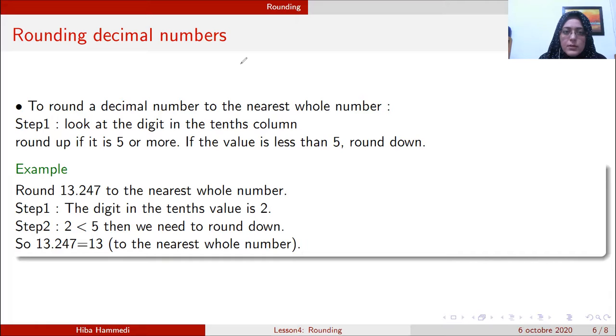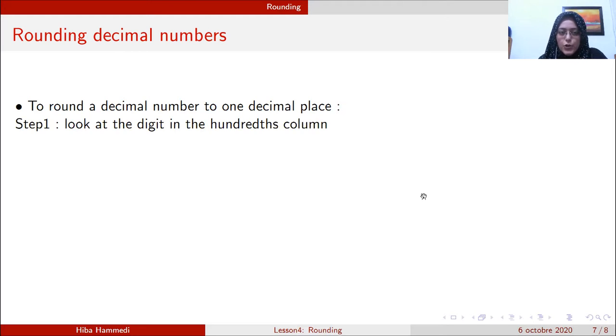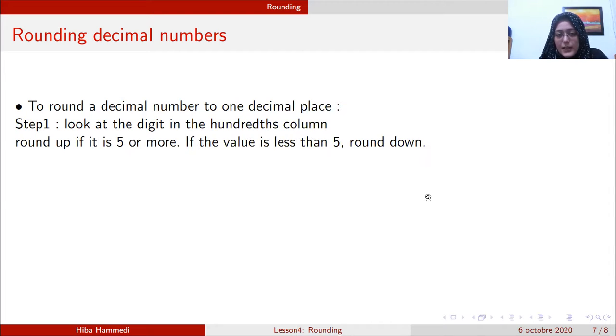Another way to round decimal numbers is to round to decimal places. Imagine I would like to round a decimal number to one decimal place. The first thing I need to do is check the hundredths column and see if that digit is more than or equal to 5, then I will round it up. If it is less than 5, I will round down. So I'm always comparing the digit to the right of the place that I'm rounding to, and comparing it to 5.